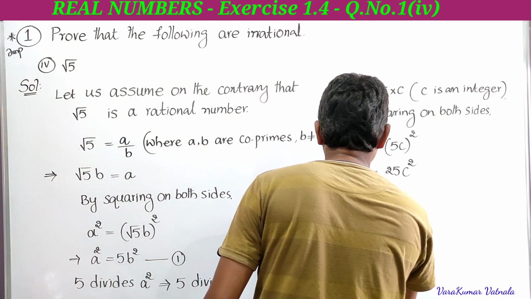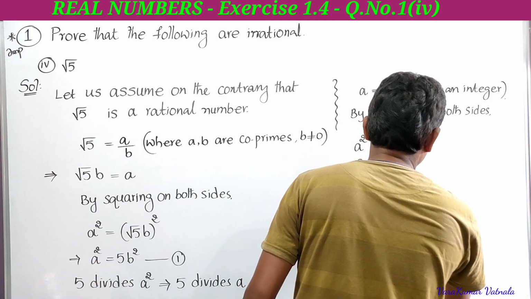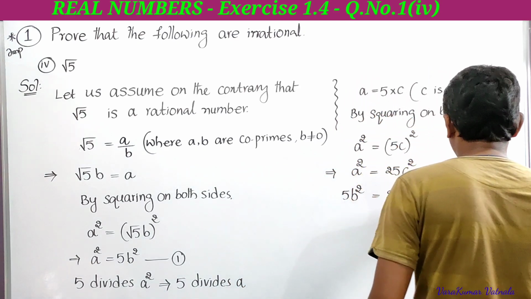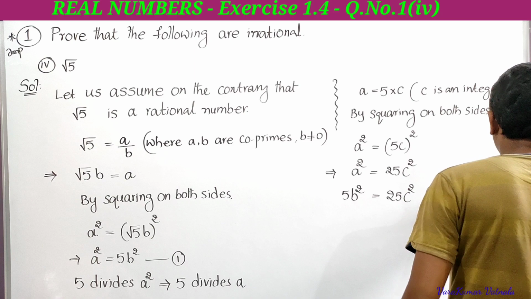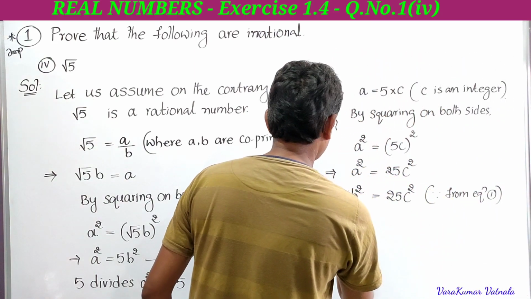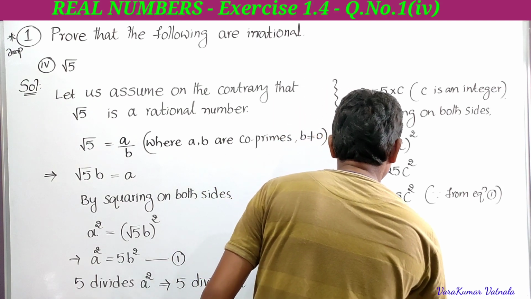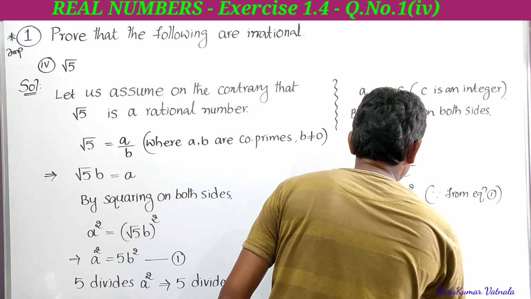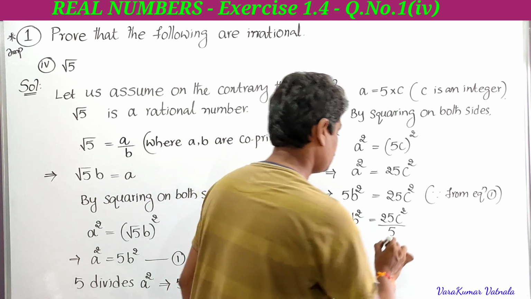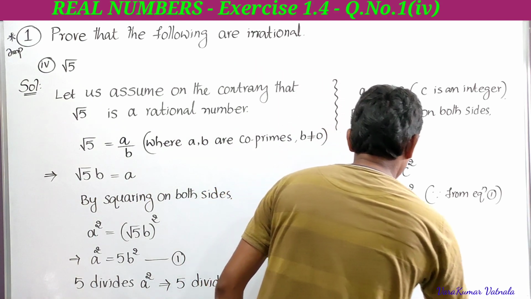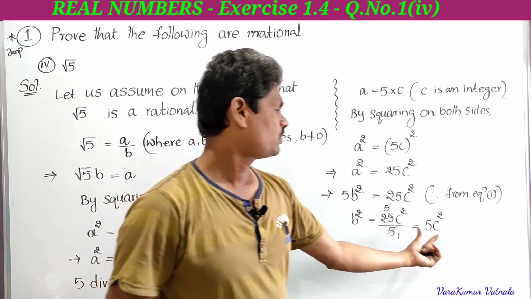So 5b square is equal to 25c square, since from equation 1. Take 5 to the right side, we get b square is equal to 25c square divided by 5. Here it is multiplying on one side, so it divides on the other. So finally we have b square is equal to 5c square.